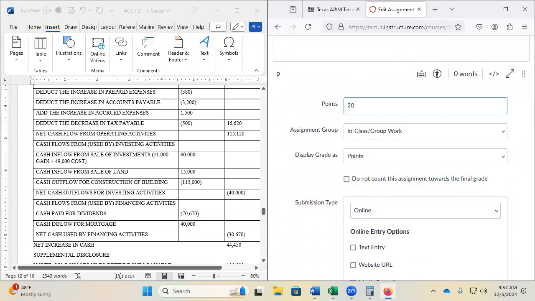So this one is going to be, we didn't give you one for chapter 12, right? I didn't give you a group project for chapter 12? Or did I? Yeah, I don't think I gave you a group problem. So this one will count for 20 points.